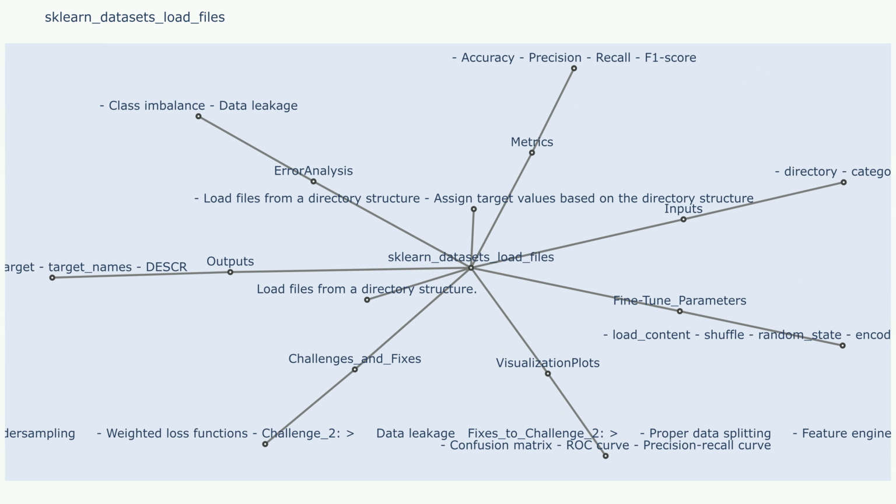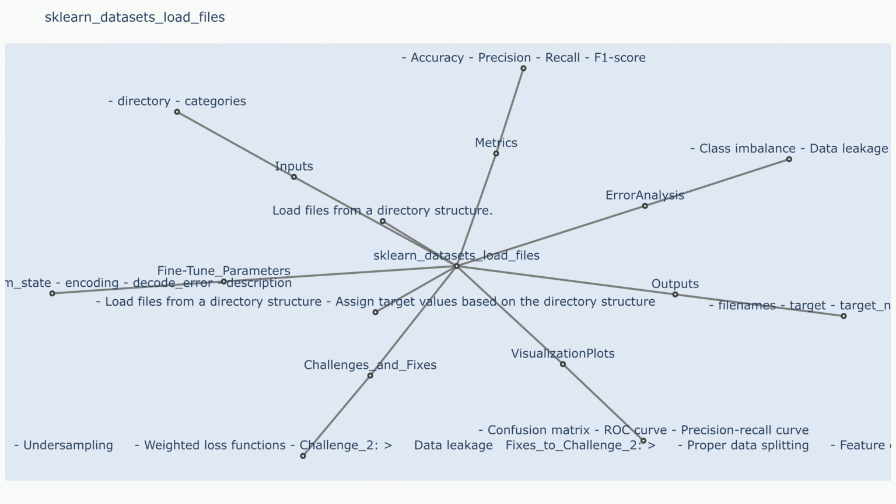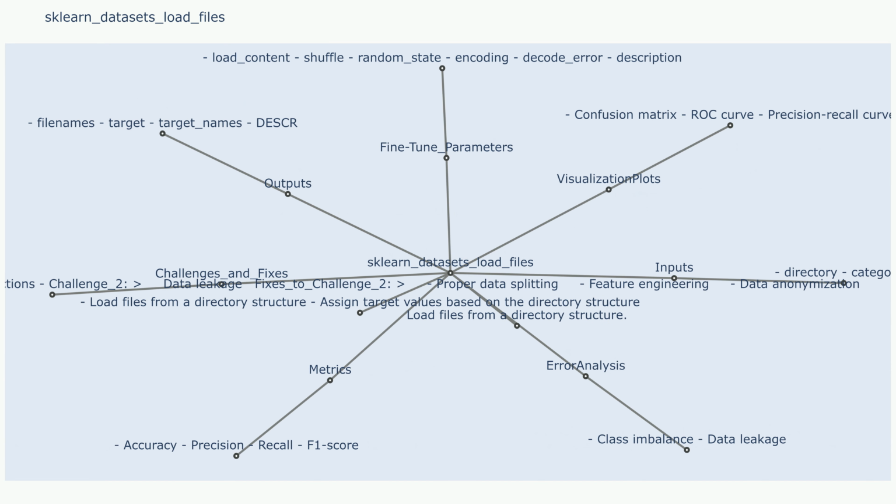Fine-tune parameters. Categories: selecting specific categories to load allows you to focus on relevant data for your task. Shuffling the dataset helps to ensure that your model doesn't learn patterns based on the order of the data. Uncertainty methods. Confidence intervals: using methods like bootstrapping to estimate the uncertainty around your model's predictions. Bayesian inference: incorporating prior knowledge into your model to capture uncertainty in the data.